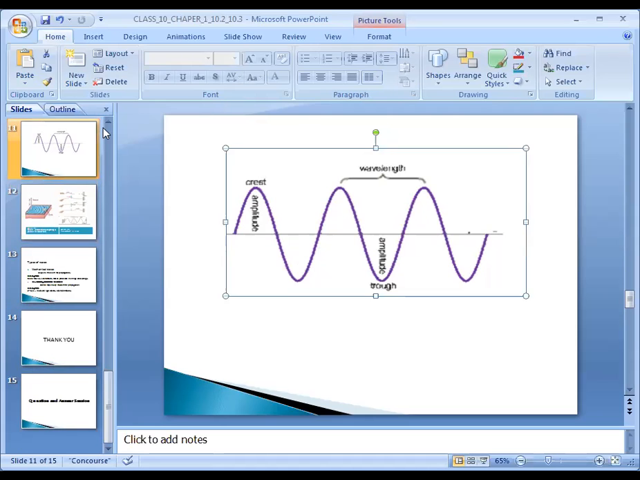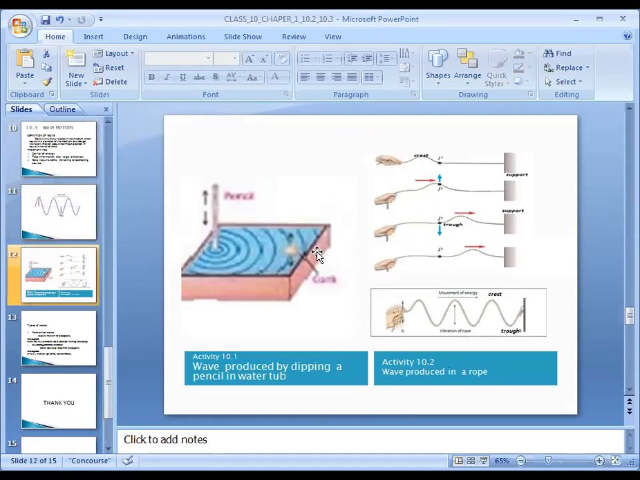Now, what are we going to do? We are going to study two activities related to waves. I am going to demonstrate these two activities with the help of figures. This is my activity number 10.1, which says wave produced by dipping a pencil in a water tub, and this is my activity 10.2, wave produced in a rope. These two activities are mentioned in the wave motion topic on page number 7.